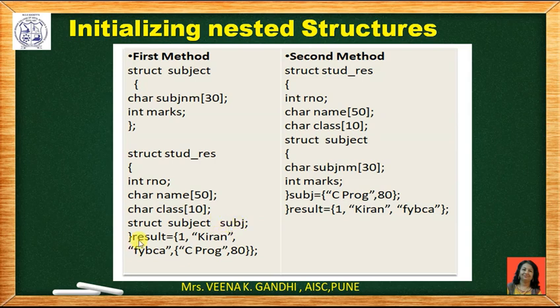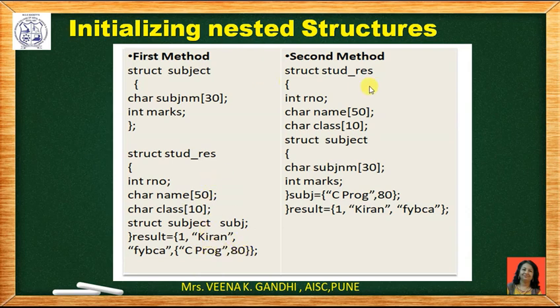So we create the outer structure result here. We close the outer structure and then create the variable result equal to, then initialize what? First roll number, name, class, and then initialize the subject. Subject contains what? Subject name and marks. So inside the curly braces, again subject name in double quotes and then marks. Character strings are given in double quotes.